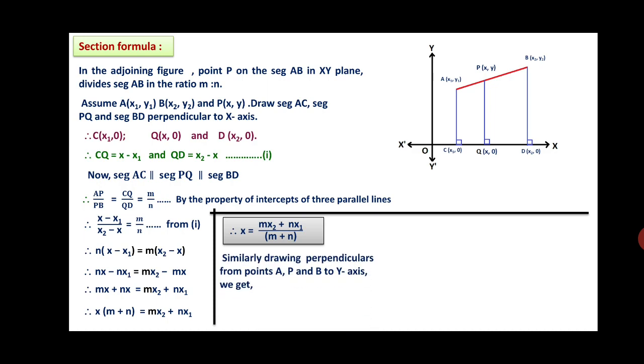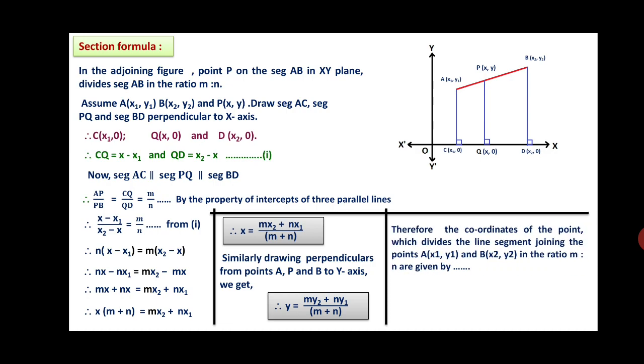Now, similarly, drawing the perpendiculars from points A, P and B to the y-axis, we get the y coordinate as y is equal to (my2 plus ny1) divided by (m plus n). So, friends, the coordinates of the point which divides the line segment joining the points A (x1, y1) and B (x2, y2) in the ratio m as to n are given by (mx2 plus nx1) divided by (m plus n) and (my2 plus ny1) divided by (m plus n). I think you would have understood this.